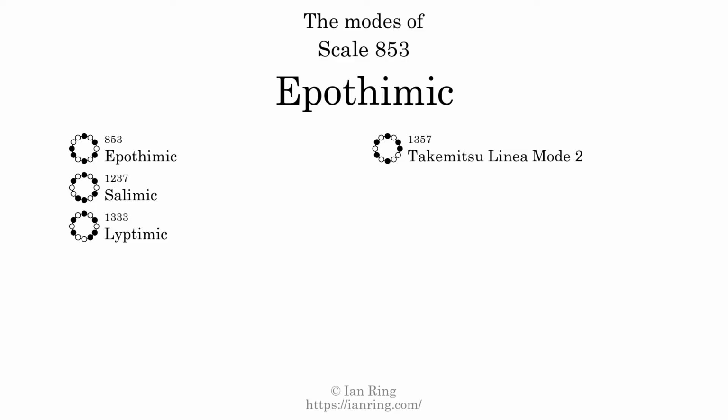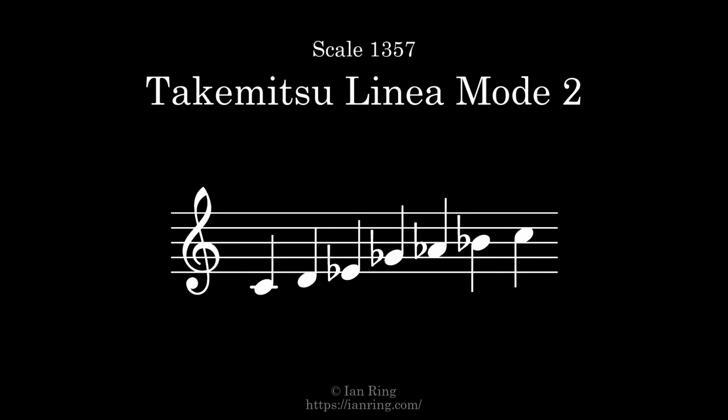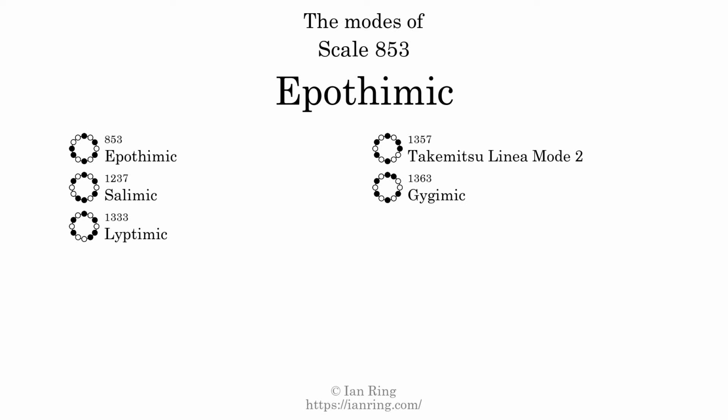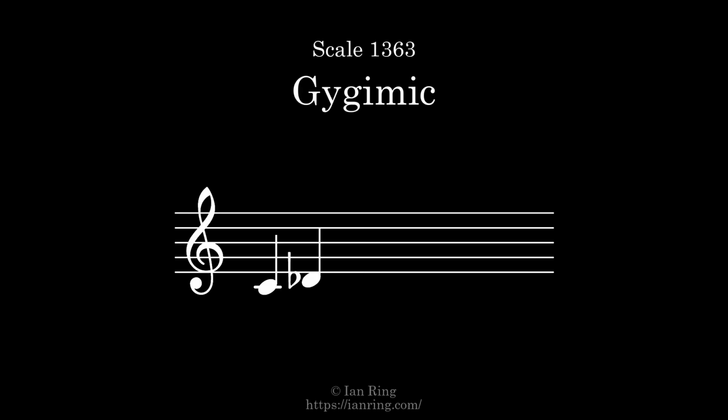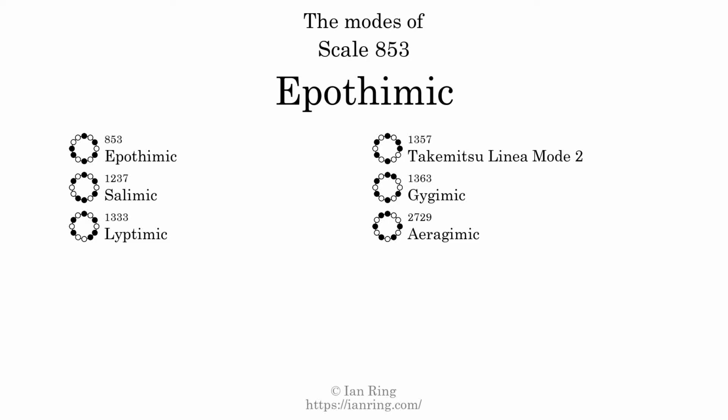The fourth mode is scale 1357, also known as Takemitsu linear mode 2. It sounds like this. The fifth mode is scale 1363, also known as Jijimic. It sounds like this. The sixth and last mode is scale 2729, also known as Eragimic. It sounds like this.